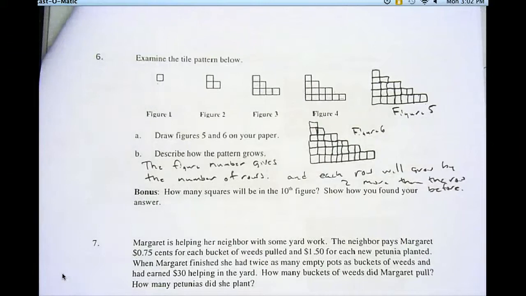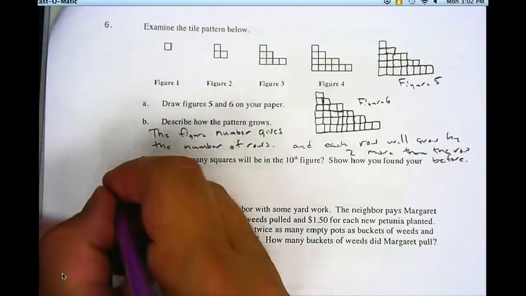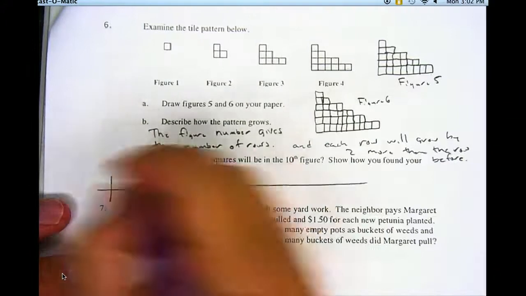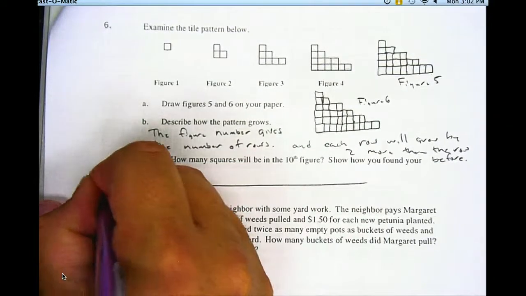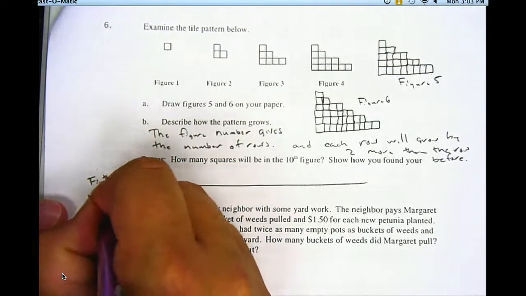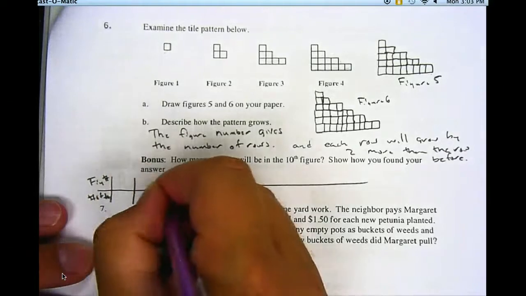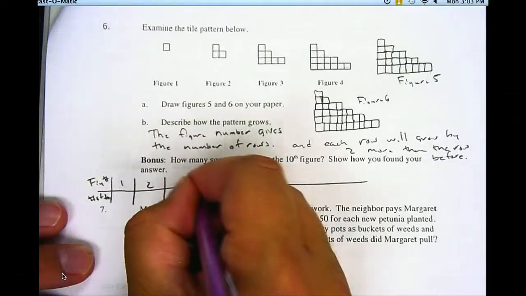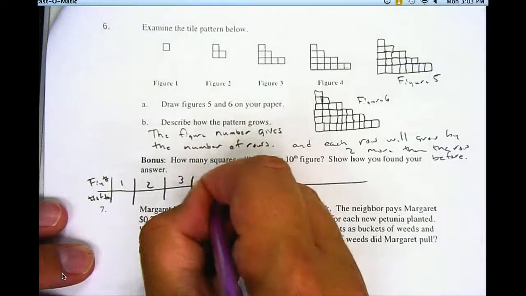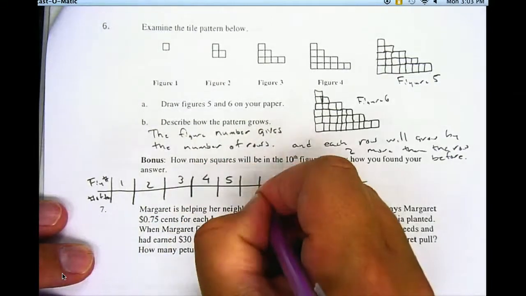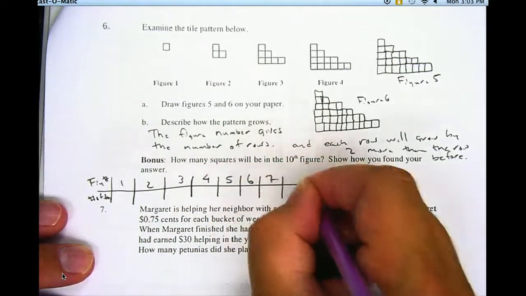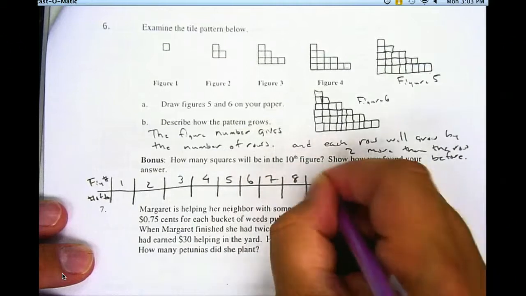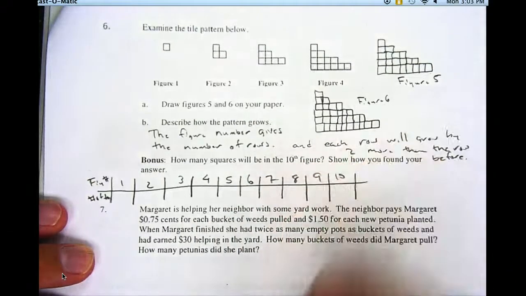Okay? Bonus, how many squares will be in the 10th figure? Show how you found your answer. Well, in order to do this, I'm going to make a little table here. This is going to be my figure number, this will be number of tiles. 1, 2, 3, 4, and so forth. And I think that's going to help me find a pattern here.